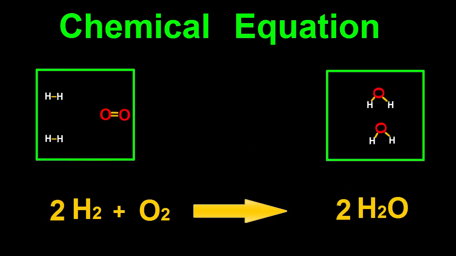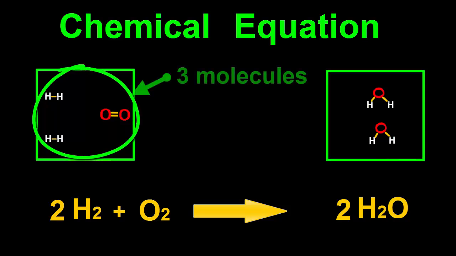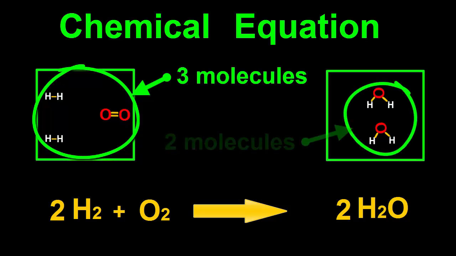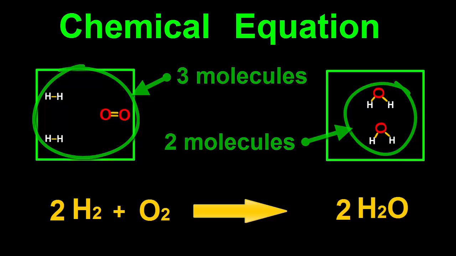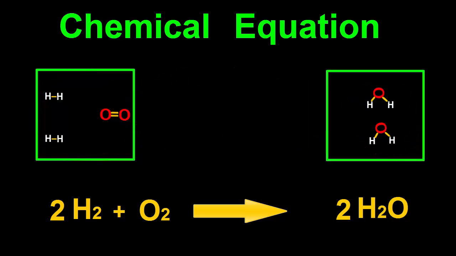Let's count the number of molecules before and after the reaction. At the beginning there are 2 H2 and 1 O2 molecules, 3 altogether. After the reaction is complete, there are only 2 H2O molecules. That looks like a bad deal. We've lost a molecule during the reaction. That's true, but let's look at atoms instead.